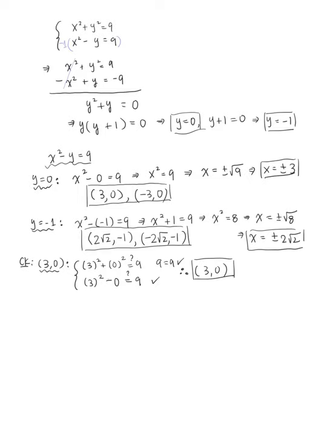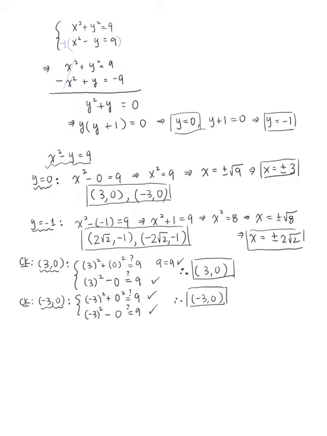Now let's check who's next. -3, 0. We're going to do the same thing. I'm going to plug this into the original equations. Here you're going to have x squared, which is -3 squared, plus 0 squared, y squared. Is it going to equal 9? Yes, it does. The second equation is x squared, which is -3 squared, minus y, which is 0. Is that going to give us 9 back? Yes. So therefore, -3 comma 0 is also a keeper.